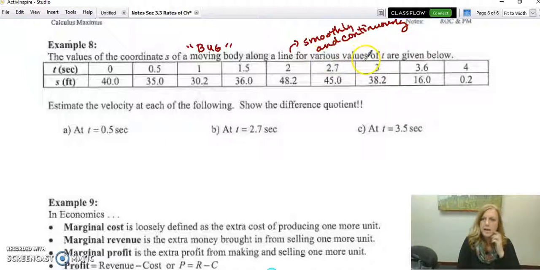And the reason why I'm adding that in is because I want the position function to be continuous. And I also want the position function to be differentiable. That's where the smoothly part comes in. There's no cusp or corners or anything like that on there.